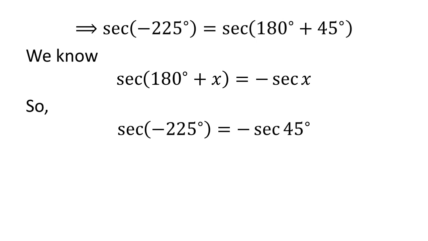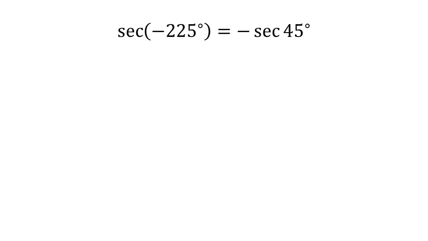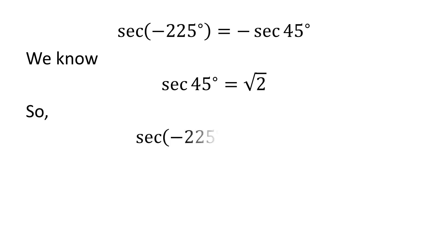Let us apply the above identity for secant of minus 225 degree. Here x is 45 degree. So secant of minus 225 degree is equal to minus secant of 45 degree. We know the value of secant of 45 degree is equal to square root of 2. So we get the value of secant of minus 225 degree is equal to minus square root of 2.